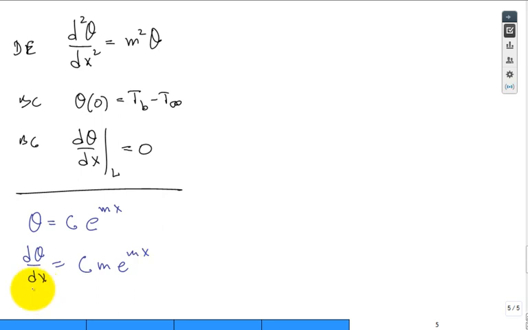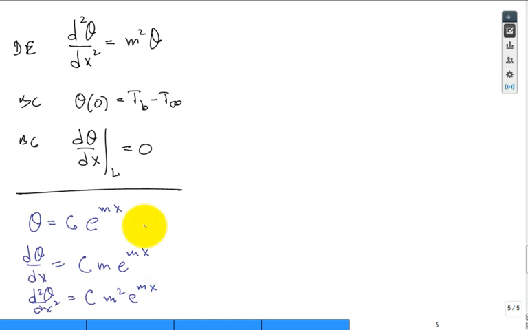And then I take the second derivative. Okay, what do I get? C m squared e to the mx. Hey, you know what? That's probably why they put that m squared. You know, that's a little convenient.